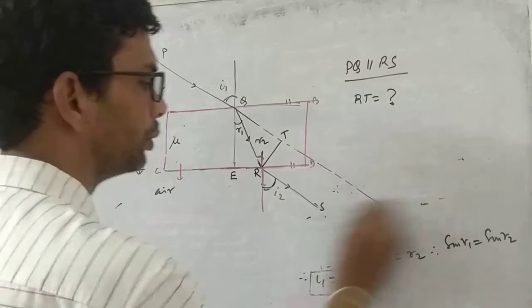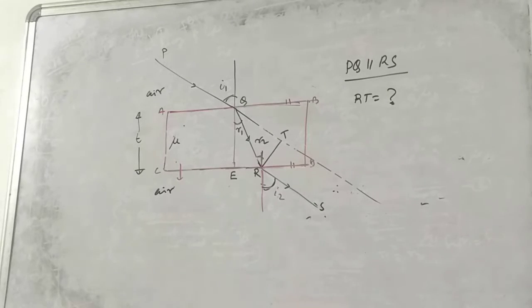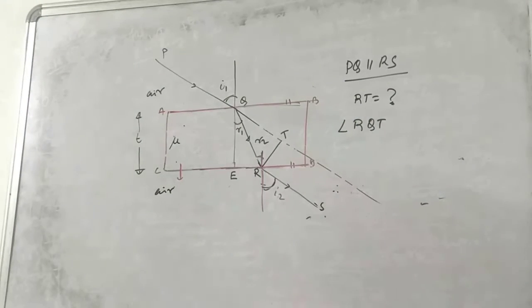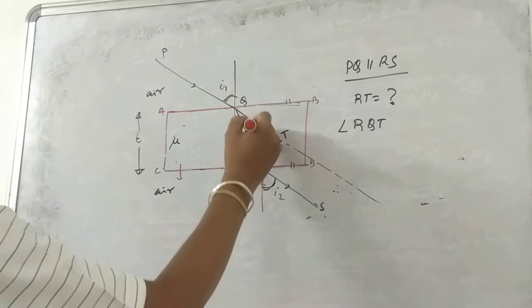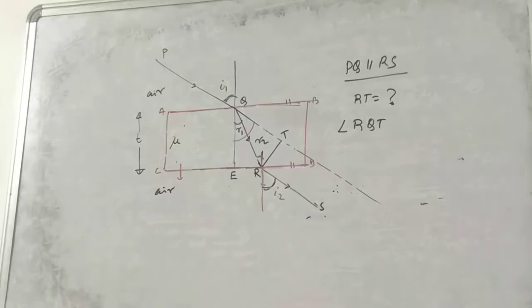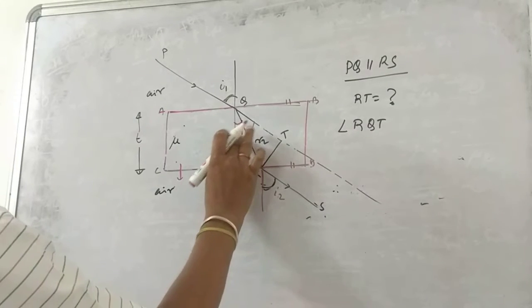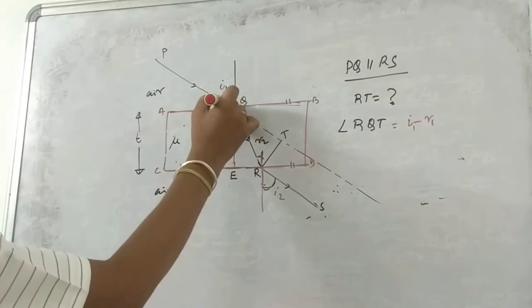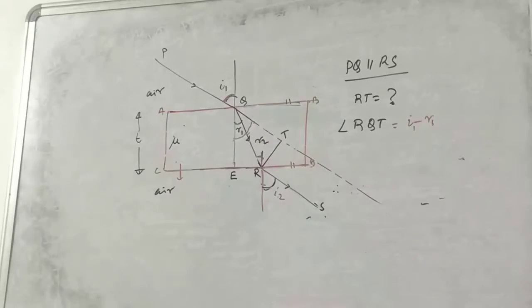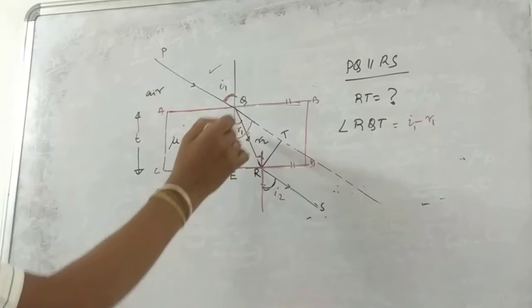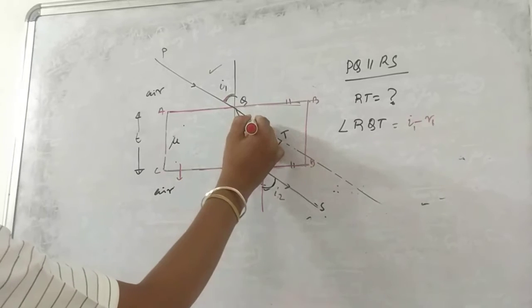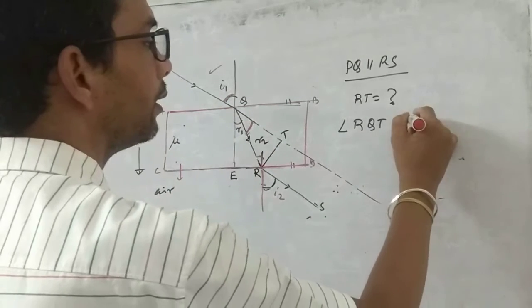now we are going to calculate this value of RT. First, what is the value of angle RQT? This angle RQT, very simple, this is i1. Since this is i1, then this is also i1, because this angle and this angle are vertically opposite angles. So that angle RQT is the total minus r1, so i1 minus r1.